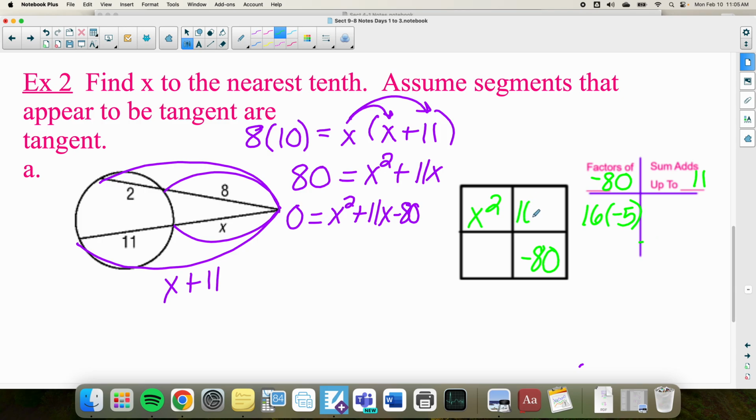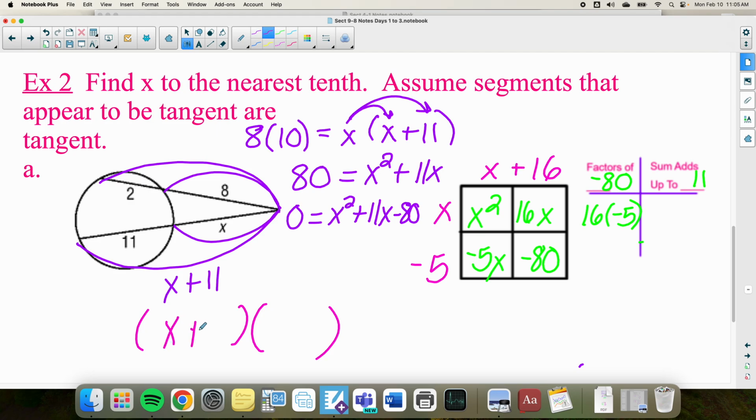Now in here I put 16x, in here I put negative 5x, and then I can start putting outside here what I have. This is x squared, it's x times x. 16x is 16 times x. X times what gives me negative 5x, that's negative 5, and 16 times negative 5 is negative 80. Okay, so what that tells me down here is I am going to have one of my factors, there's no sign, so I can assume it's plus, is x plus 16. One is x minus 5.